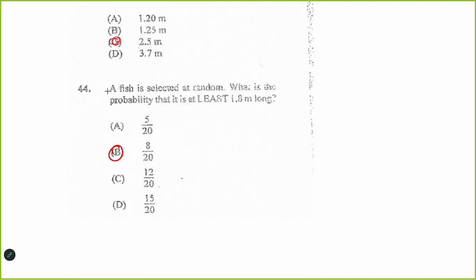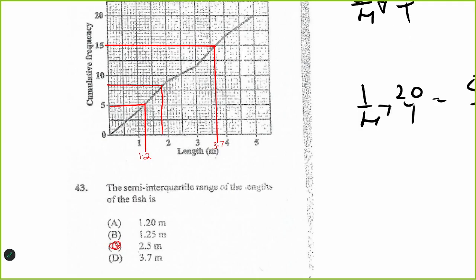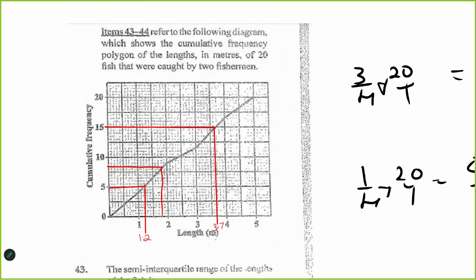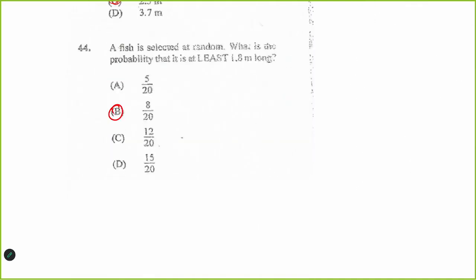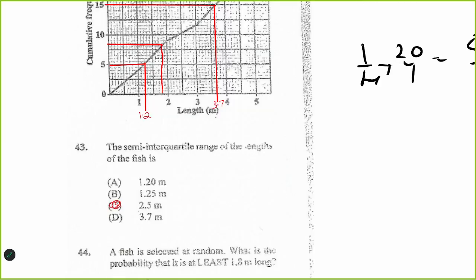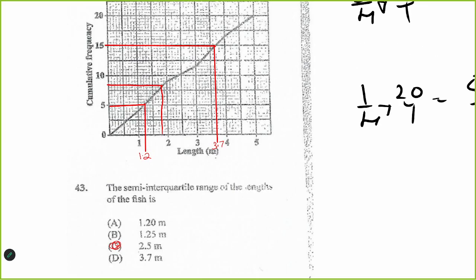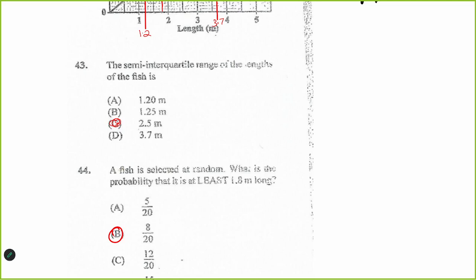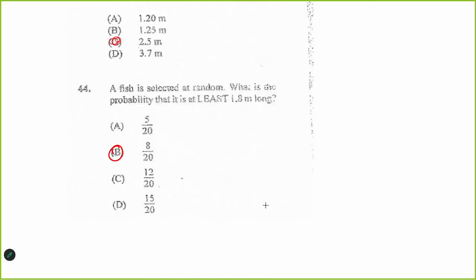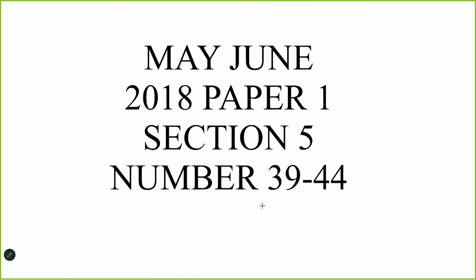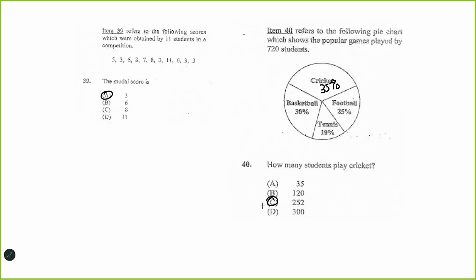If you look at this, this is about 8 out of 20. Yeah, this is 8, so it would have been 8 out of 20, and that's the answer. And that's the end of January 2019.